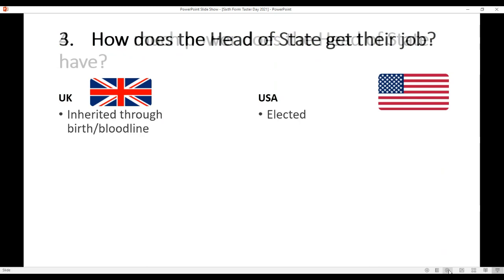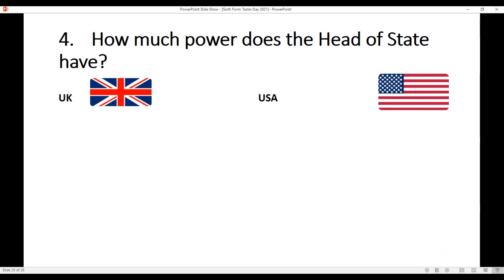How much power does the head of state have in each of those countries? How much power? How much influence? What can they do that they wouldn't have been able to do if they were not the head of state in those countries? Think of it that way. Okay, 10 seconds to think.